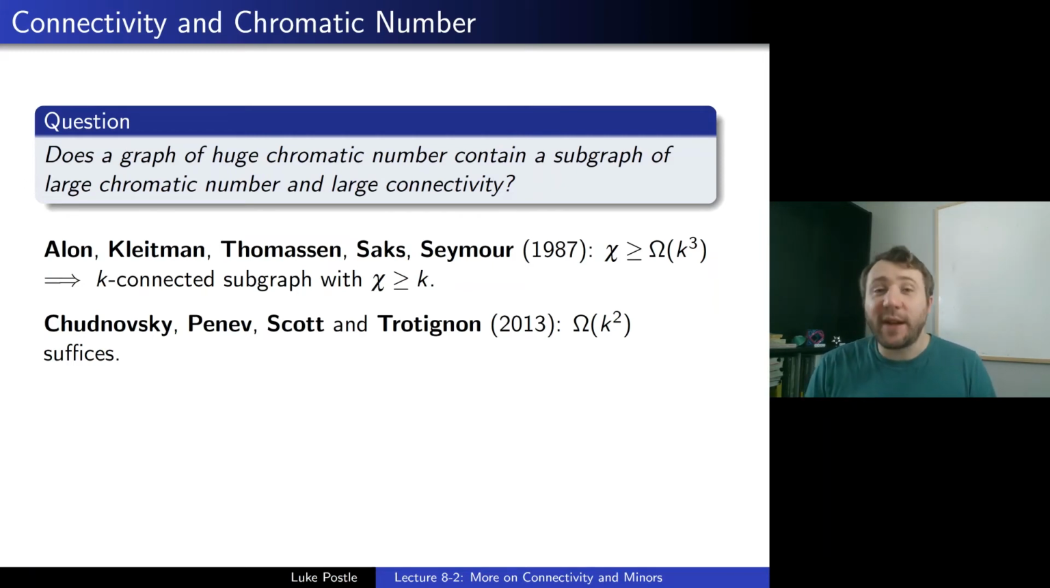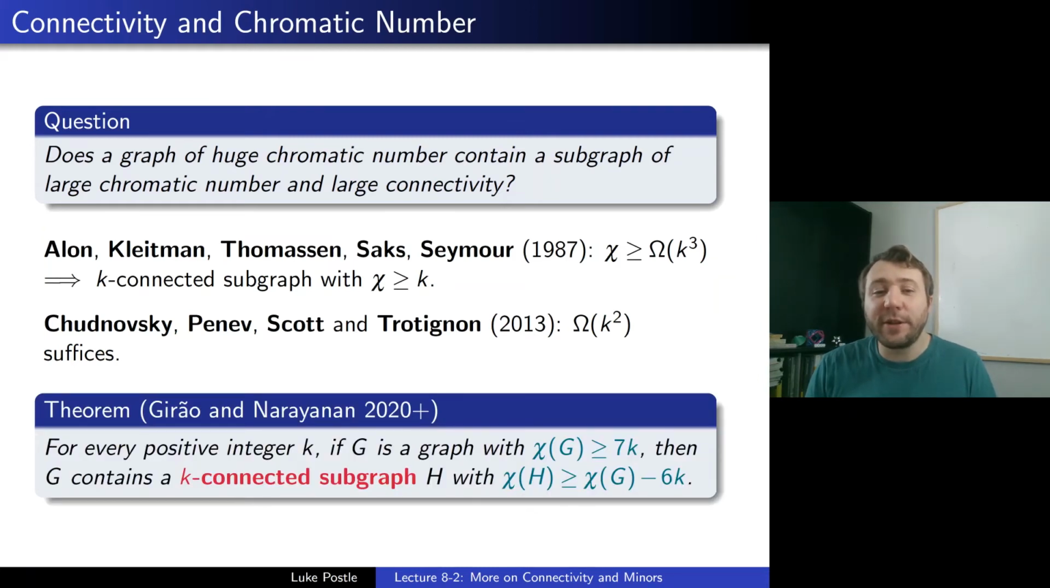And then this was finally improved by Girão and Narayanan just this year, that for every positive integer k, if G is a graph with chi at least 7k, then you can get a k-connected subgraph H with chi of H at least chi of G minus 6k. And so in particular, that would say that 7k is enough to get you k and k. So you can get linear in k. So that kind of completes that sequence of research.